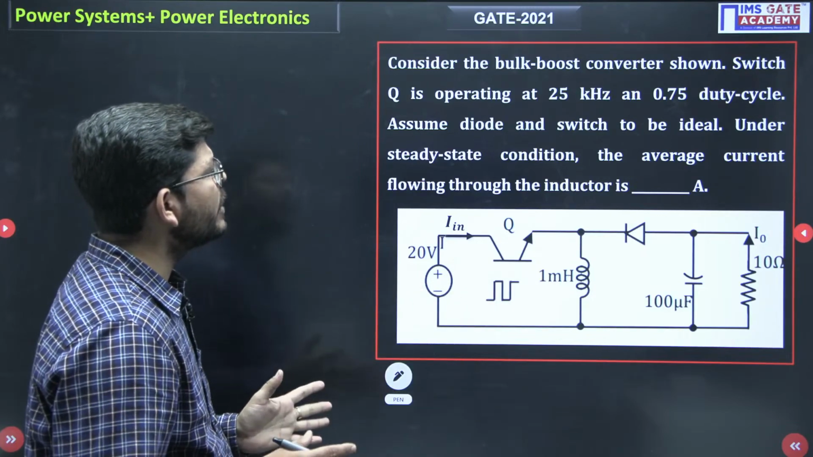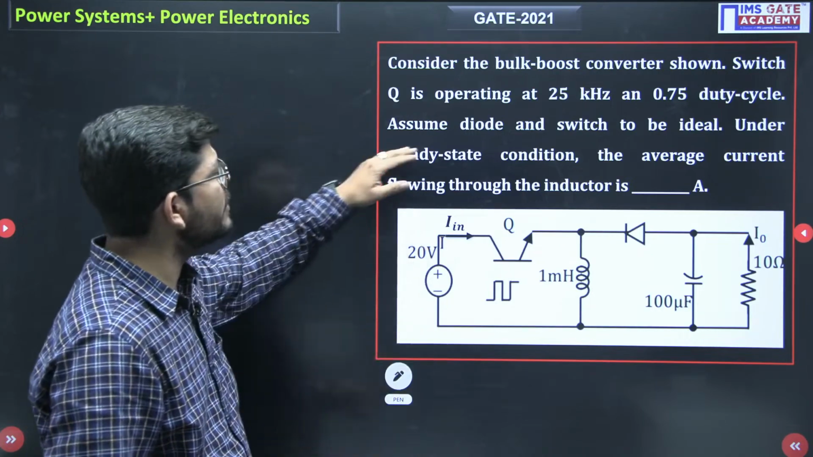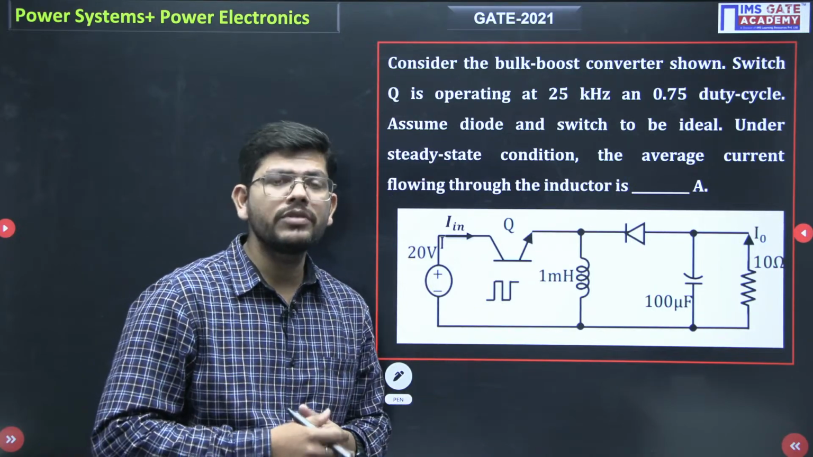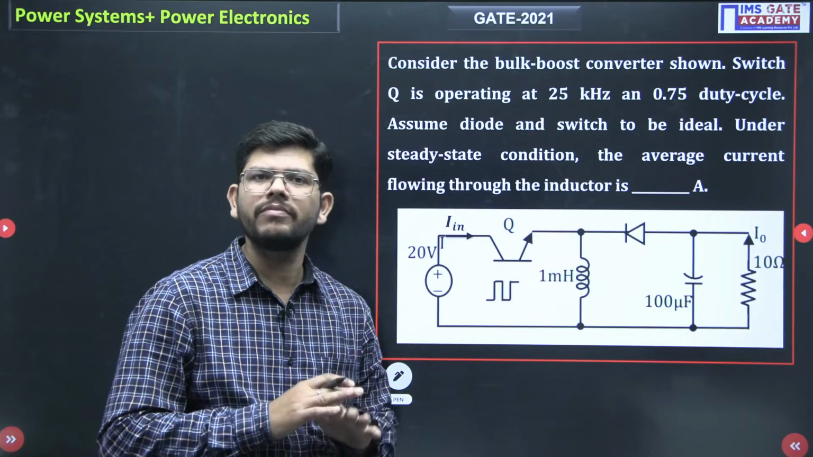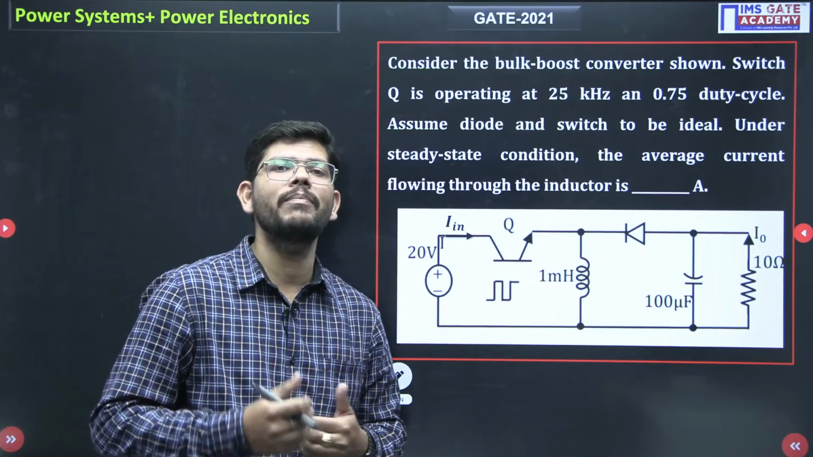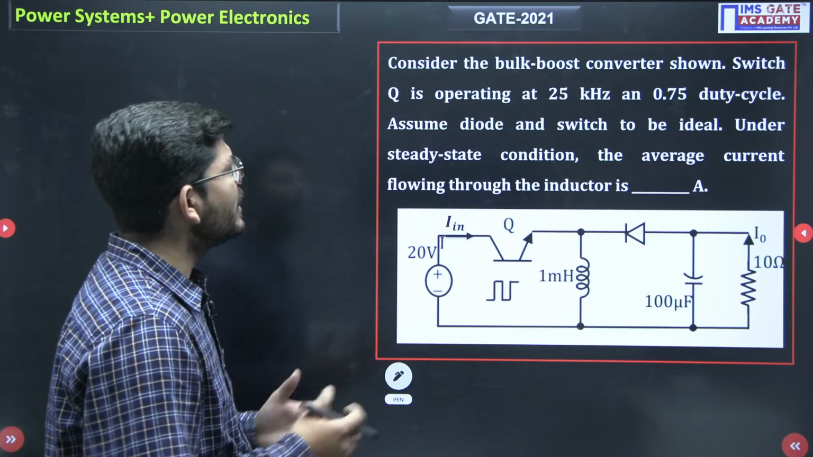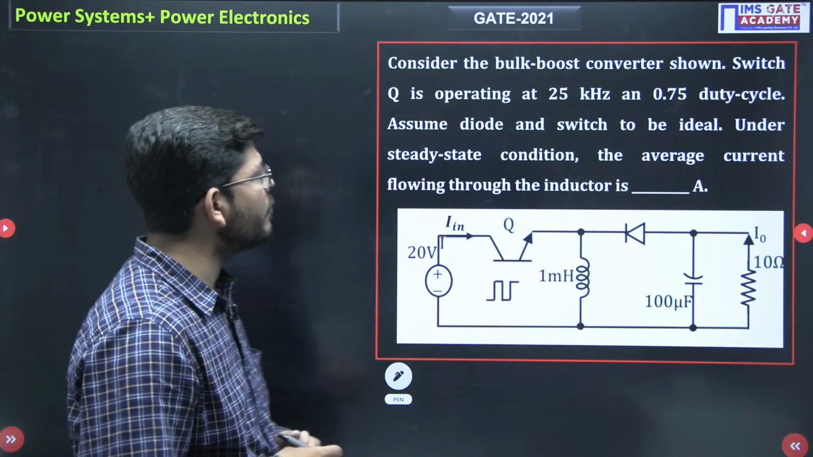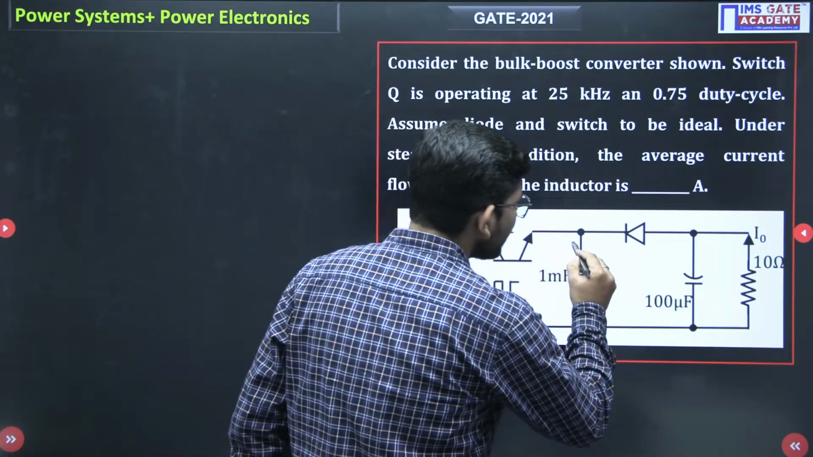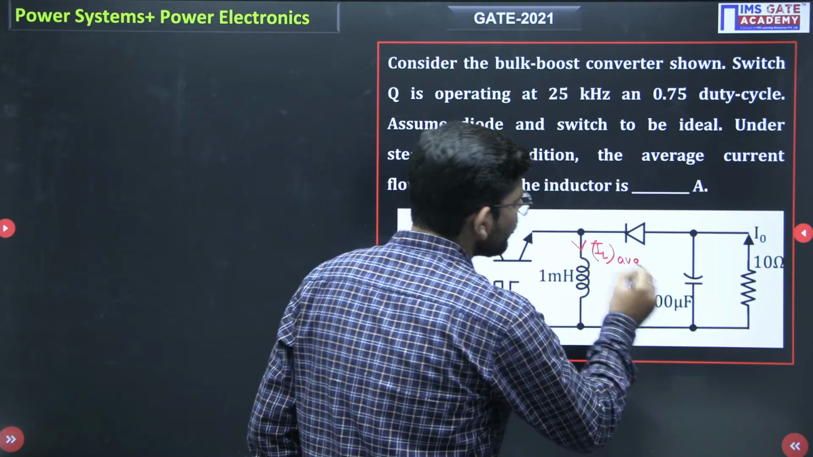Assume diode and switch to be ideal. Now this is the line which we are looking for. If this line is mentioned in the question, half the problem is solved, because now we can analyze, now we can apply all the assumptions that we have to assume here. Now under steady state condition, the average current flowing through the inductor will be what? What we have to find here is what will be the current flowing here. Average current across the inductor is what we have to find.